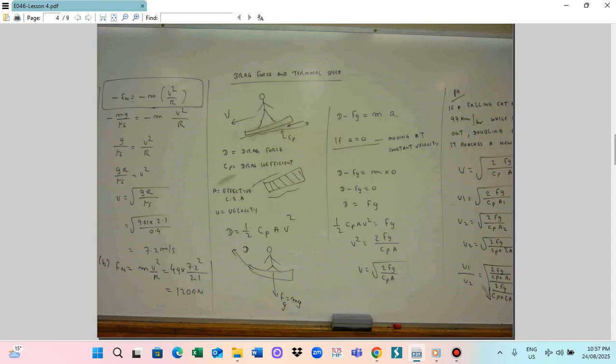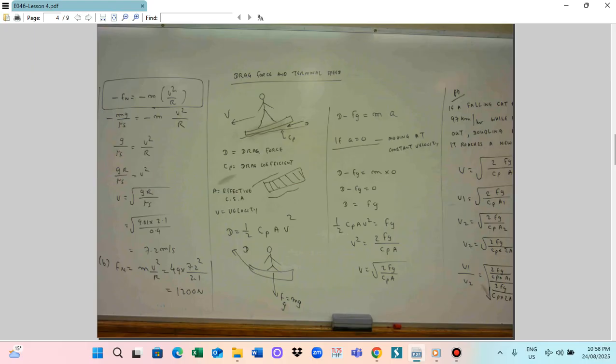A is the area between the surface and the flow. So this is the area and this is the surface. So this is A, the area between the surface. Effective cross-sectional area.